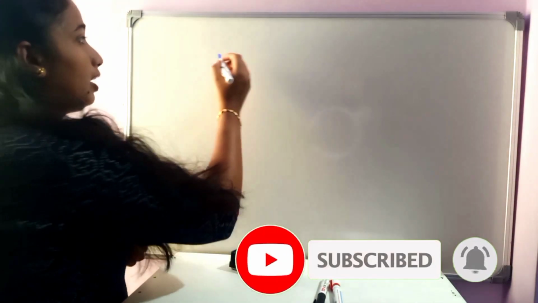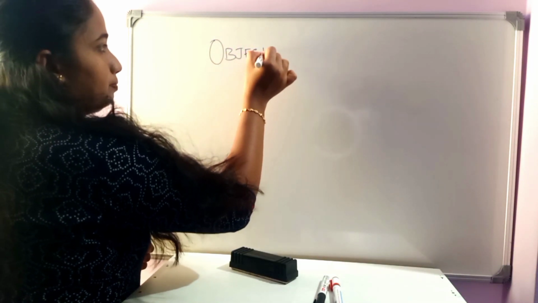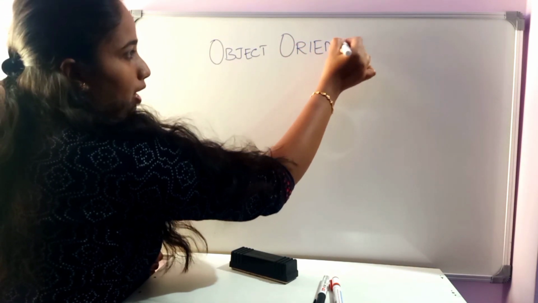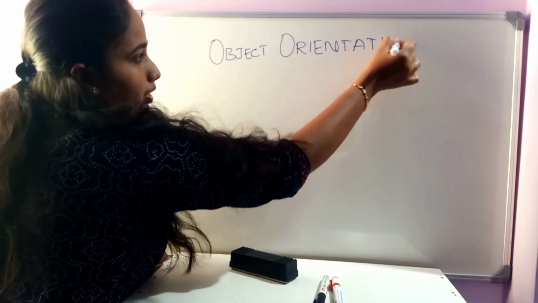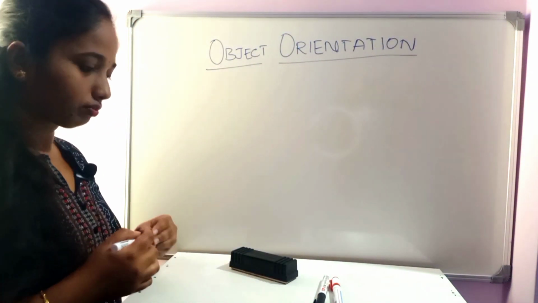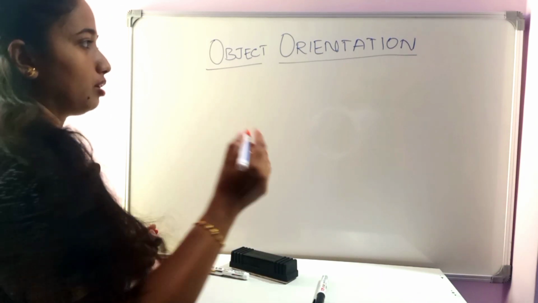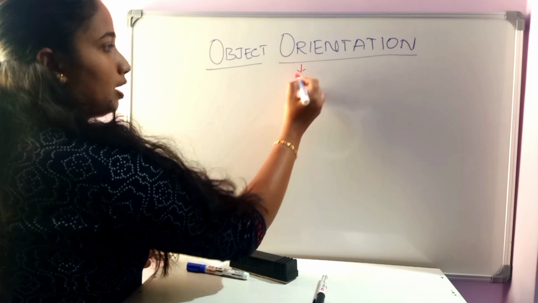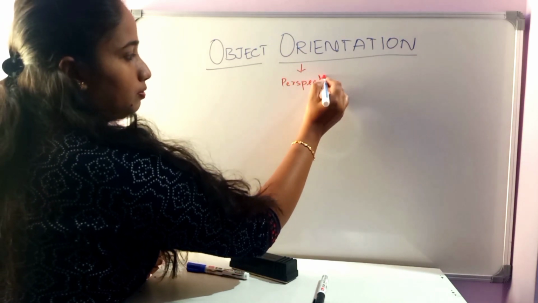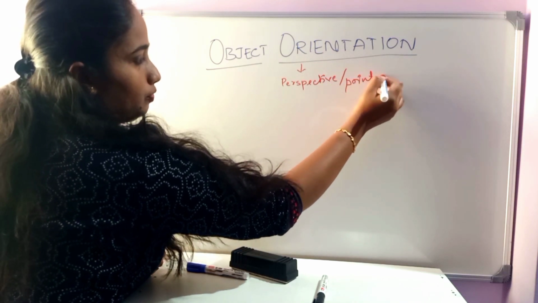So today let us see object orientation in Java. Java is an object oriented programming language. So let us see what this object orientation is. First let us see the meaning of orientation. Orientation means it is the perspective or point of view.